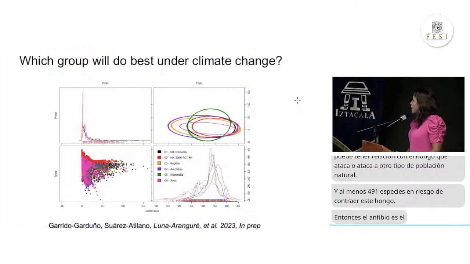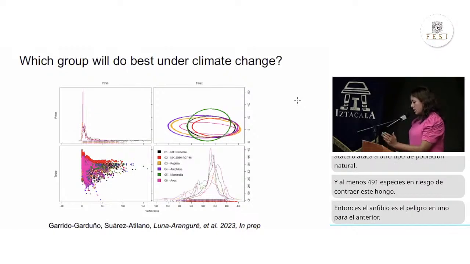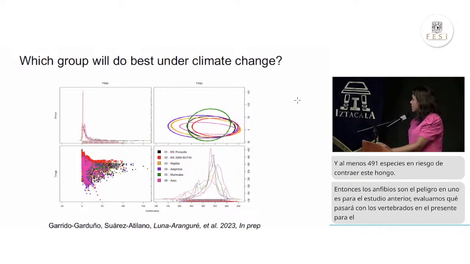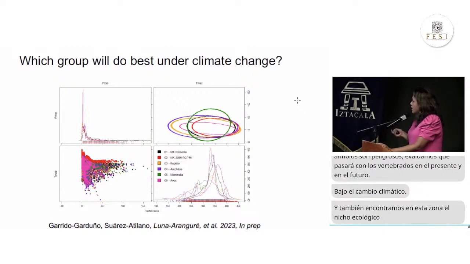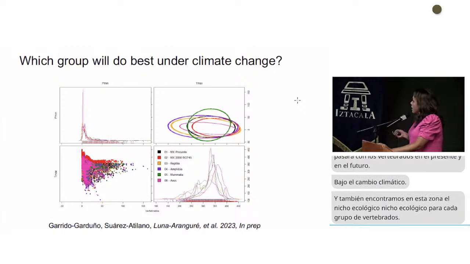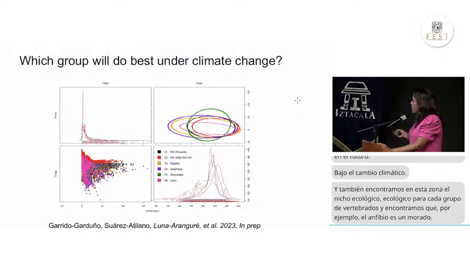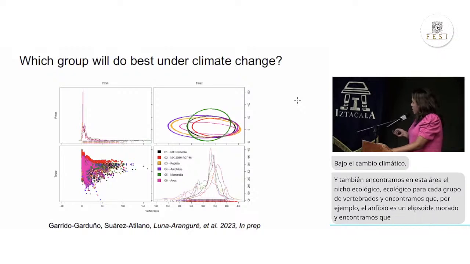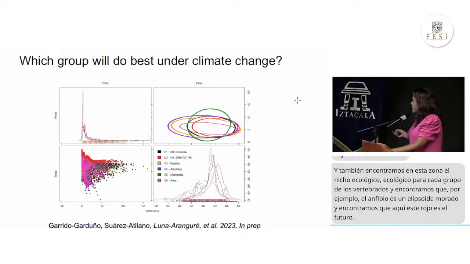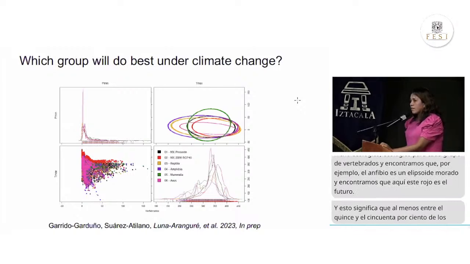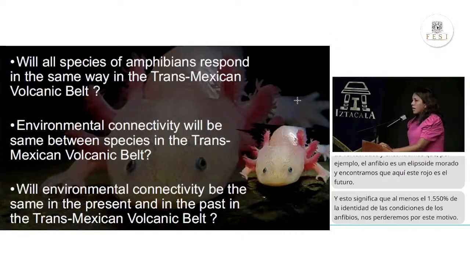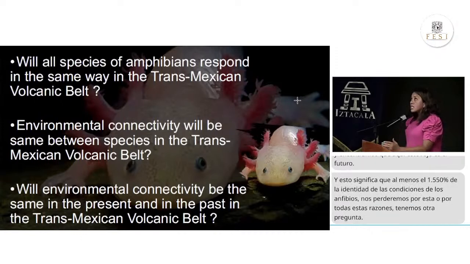In a previous study, we evaluated what will happen with the vertebrates from the present to the future under climate change. And we also found the ecological niche area for every group of vertebrates. For example, the amphibian is a purple ellipsoid, and here this red is the future, and this means that at least 50% of the suitability of the conditions for the amphibians will be lost.